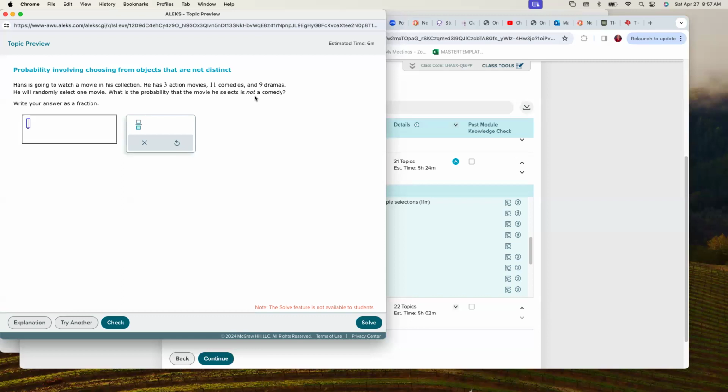Something that's not a comedy, well, I would just add up the 9 and the 3 here. There's different ways of looking at that, but that's literally going to be the 12 ways that aren't comedies. And we don't have to distinguish between action and drama. They kind of group these together because these are both not comedies. And so therefore, that would be the 12, right? 9 plus 3 is 12, and then there's a total of 23.